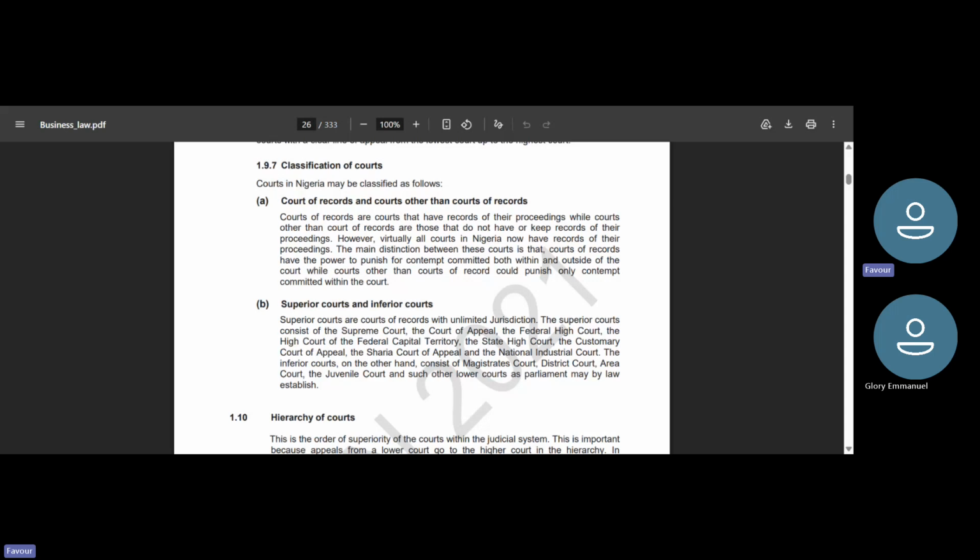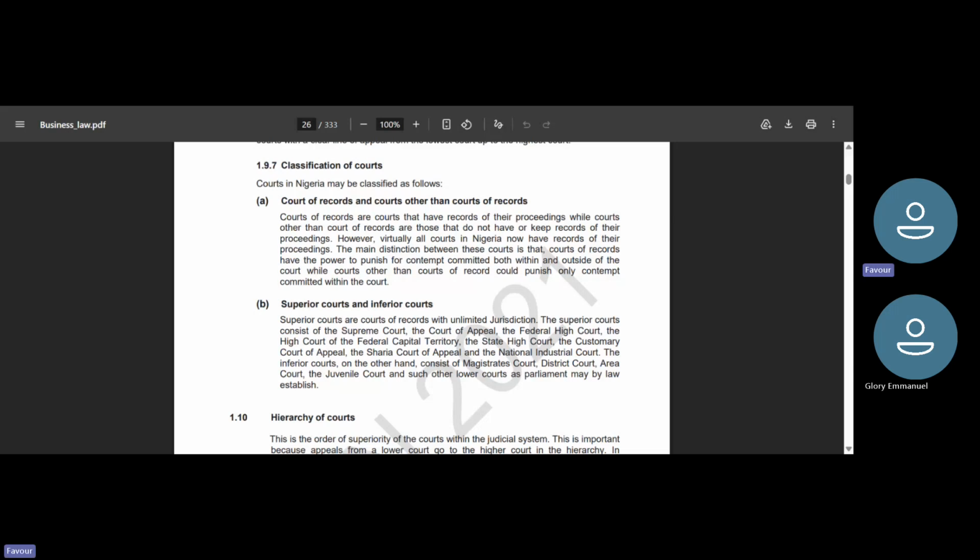So the courts of record have the power to hold someone in contempt and punish for contempt committed. But courts other than courts of record cannot punish for contempt committed outside the court. So the first one can hold you for contempt whether within or outside the court, as long as you're in contempt of the courts. They can punish you. But courts other than courts of record can only punish you for contempt committed within the courtroom.